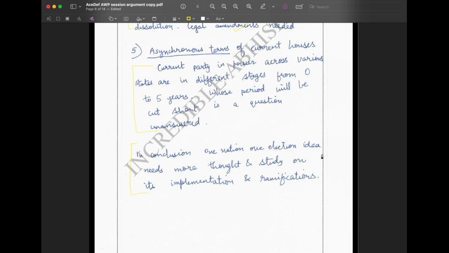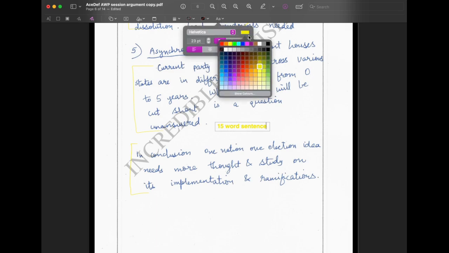It is merely 14, 15 words. It is a 15-word sentence. That's all. That is all you need to do.